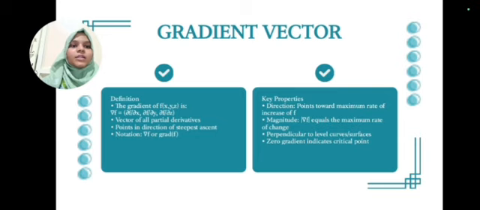Key properties. Direction: points towards the maximum rate of increase of f. Magnitude: modulus of del f equals the maximum rate of change. It is perpendicular to level curves or surfaces. A zero gradient indicates a critical point.